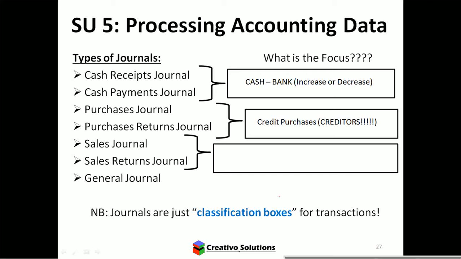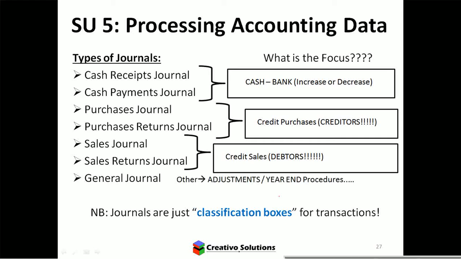Okay, so now what am I grouping in sales and sales returns? Debtors. Yes. So the sales, which is your debtors. That's correct. So credit sales will be recorded in the sales journal, and the sales journal represents an increase in the sales. Okay, so just remember, journals are just boxes to group transactions. That's all it is.